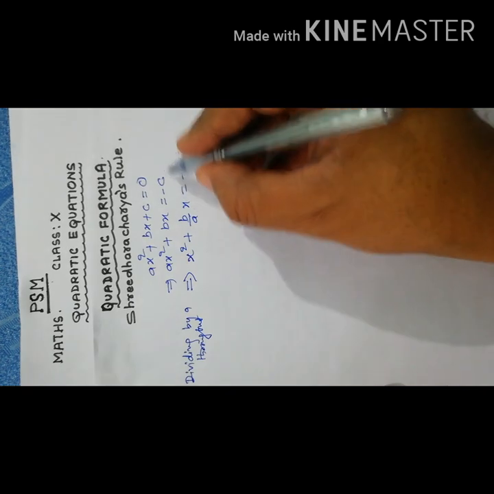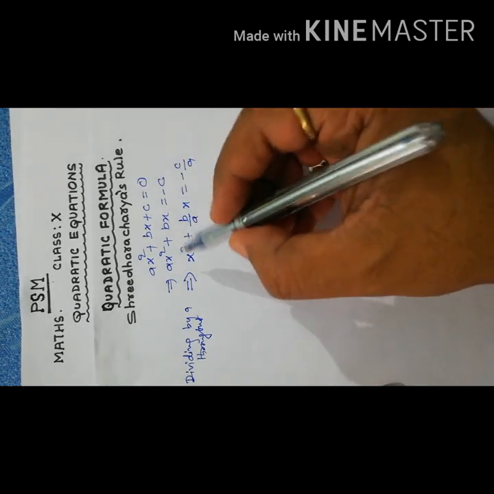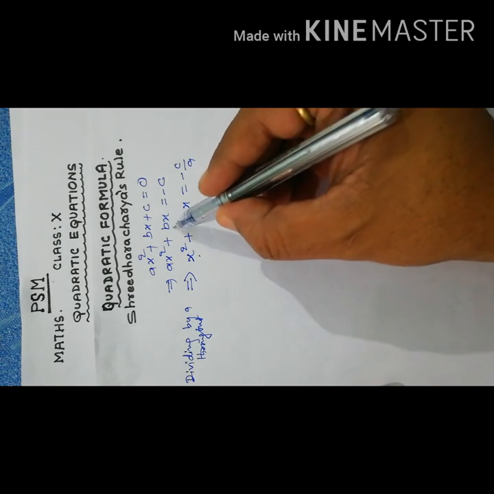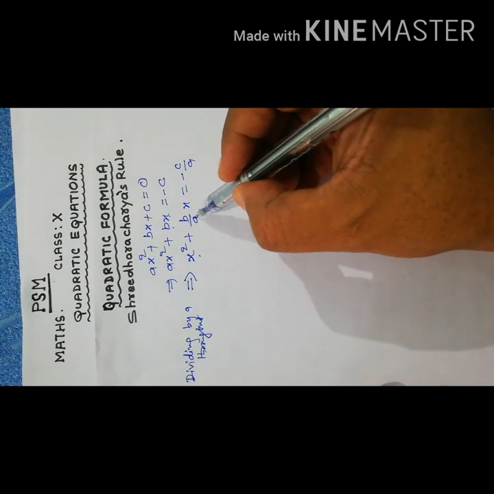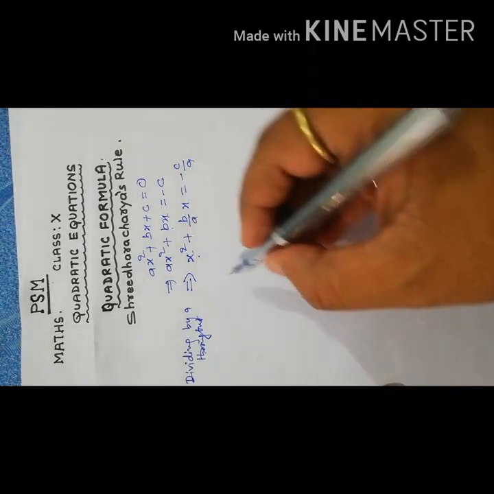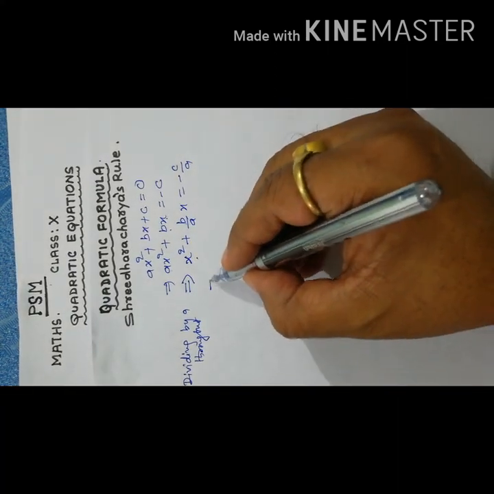हम दोनों तरफ a से डिवाइड किए हैं, तो a x square को a से डिवाइड करेंगे तो x square बचेगा, b x को a से डिवाइड करेंगे तो b by a x बचेगा, and here it will be minus c by a.